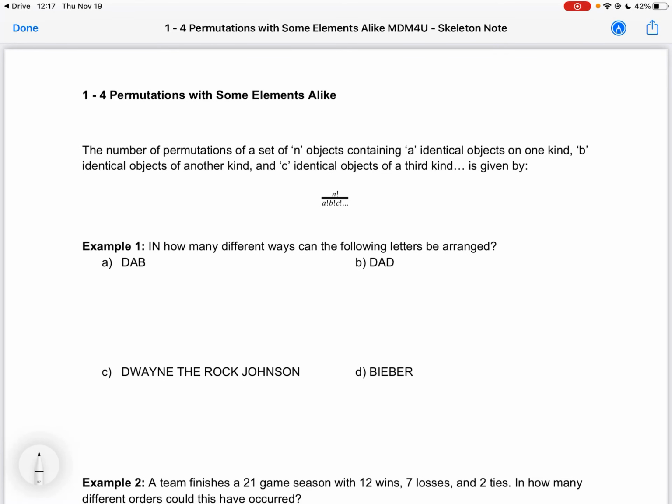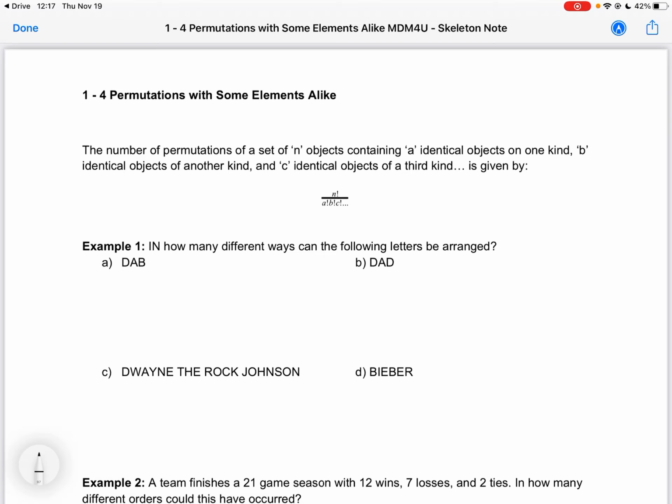This video looks at what happens if you are organizing elements where you have some elements that are the same, which is a real life scenario that happens. Maybe you're looking for socks and you've got 4 black socks and 8 blue socks, which makes 12 socks altogether, and you're trying to figure out how many pairs you can make.